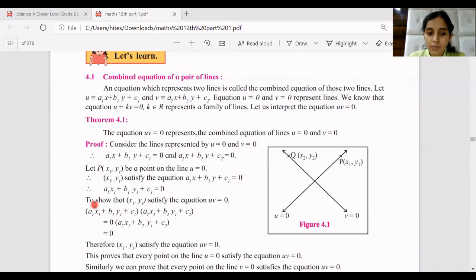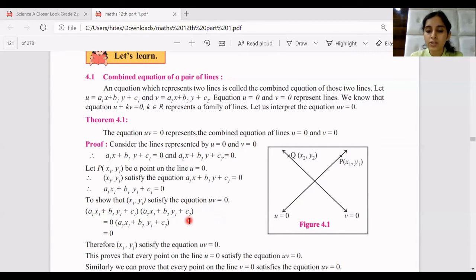Now what do we have to prove? We have to prove that (x1, y1) satisfies the equation uv equal to 0. So now I have a multiplied equation of the two lines u and v. We have to prove that this (x1, y1), which lies on u equal to 0, also lies on the combined equation uv equal to 0. So how do you get that?